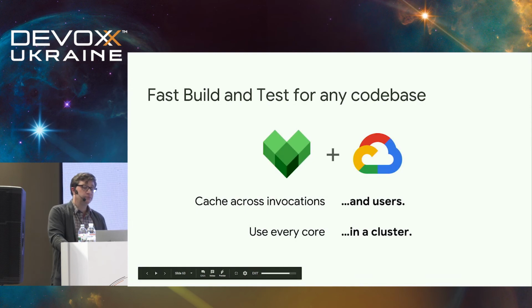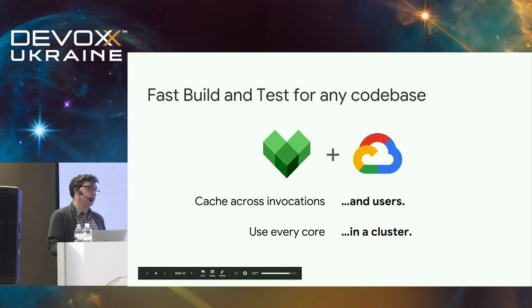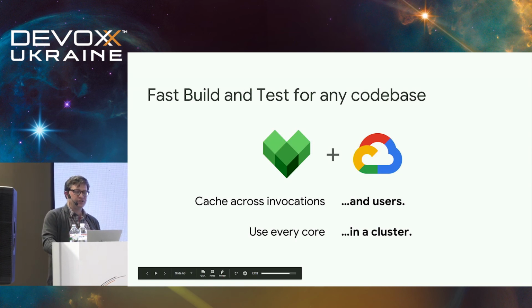So with Bazel, regardless of how big your code base is, regardless of what languages you're using, if you have a polyglot application in one repo or multiple, you can cache across your invocations, you can use every core in the cloud, and have a shared infrastructure across your users.